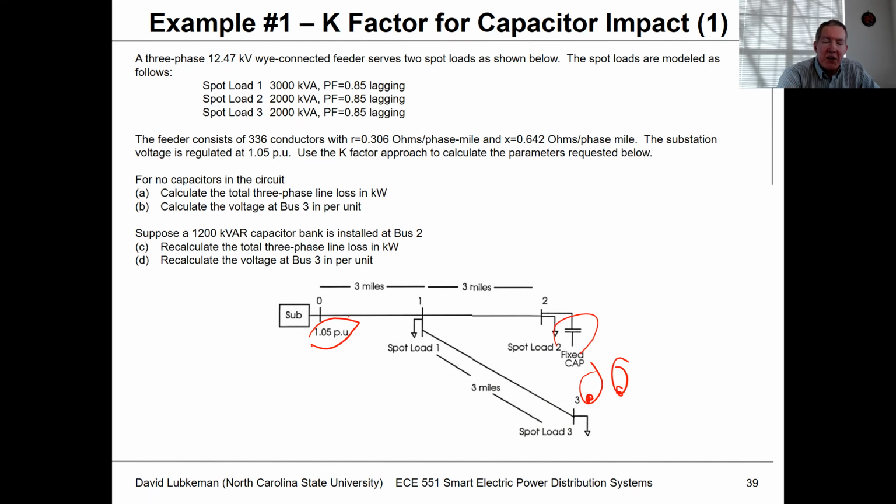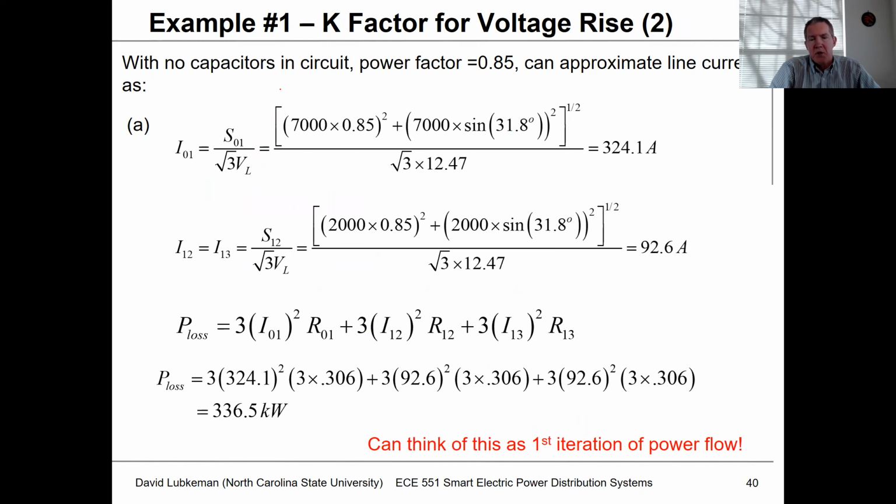And you can see that the net load on that top section is going to be 3,000 plus 2,000 plus 2,000, which is 7,000 kVA. So when I do a loss calculation, I need the current magnitude. And the current magnitude is going to be the apparent power divided by square root of 3 times line voltage. The apparent power is going to be the square root of P squared plus Q squared. And so P is going to be 7,000 times the power factor. Take that square, add that to Q, which is 7,000 times sometimes what we call the reactive power factor, which is the sine of the power factor angle.